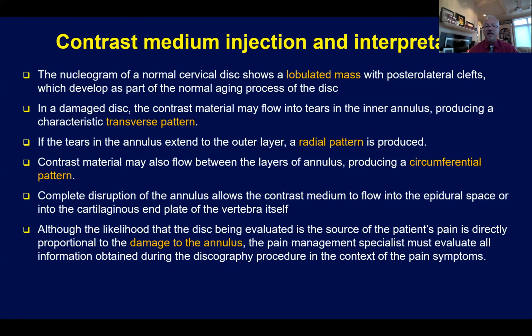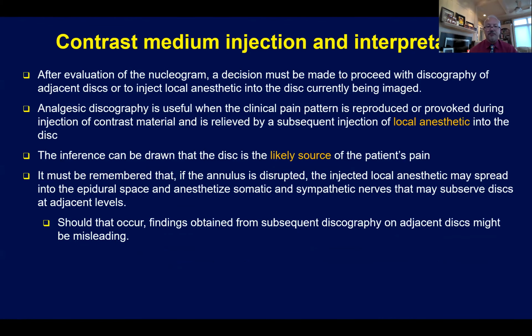If the disc is damaged and there are tears in the inner annulus, you may see a transverse pattern. If there are tears extending all the way to the outer part of the annulus, we may see a radial pattern of contrast spread. And if there's flow between the layers of annulus, we can see a circumferential pattern. These are all important observations to make to determine whether there's been some damage to the annulus or not.